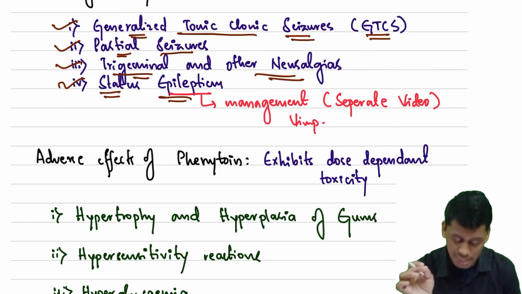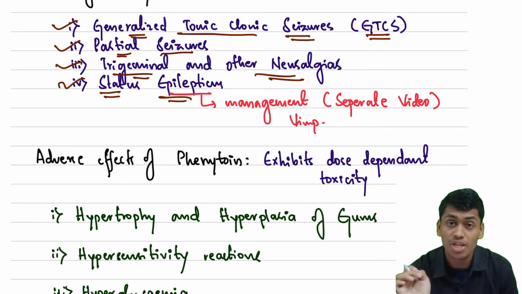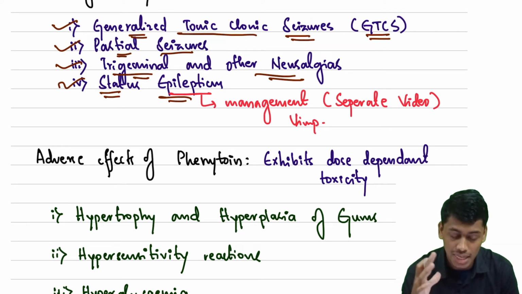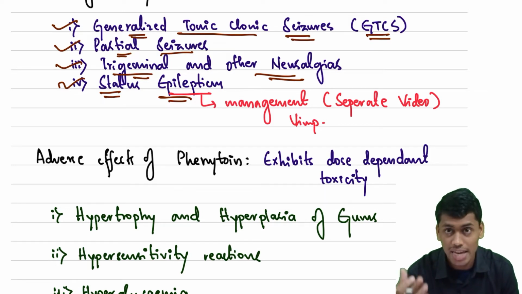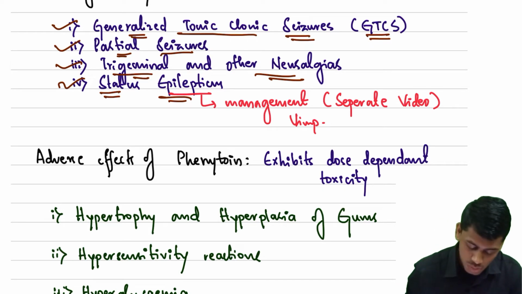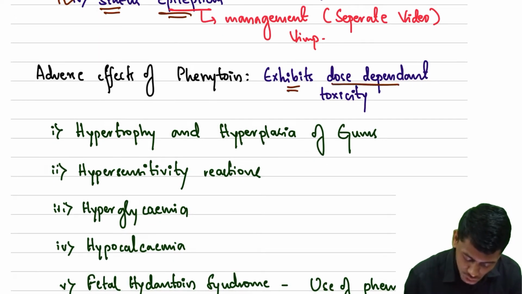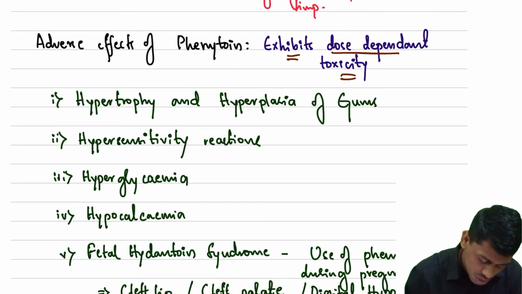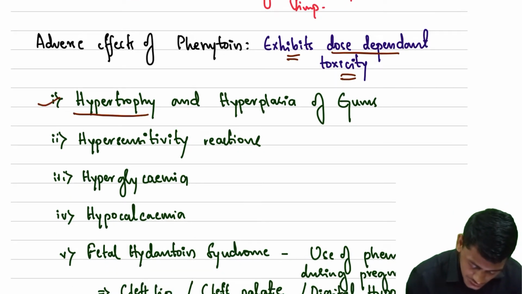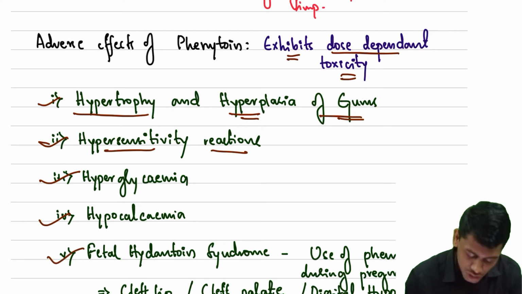Then an important thing is the adverse effects of phenytoin. These are again very important. They can be asked as a separate heading in the UG examinations, as in what are the adverse effects of phenytoin, and they can also be asked in a viva. Phenytoin exhibits dose dependent toxicity. So what do we have? We have hypertrophy and hyperplasia of the gums, hypersensitivity reactions, hyperglycemia, hypocalcemia, and finally fetal hydantoin syndrome.